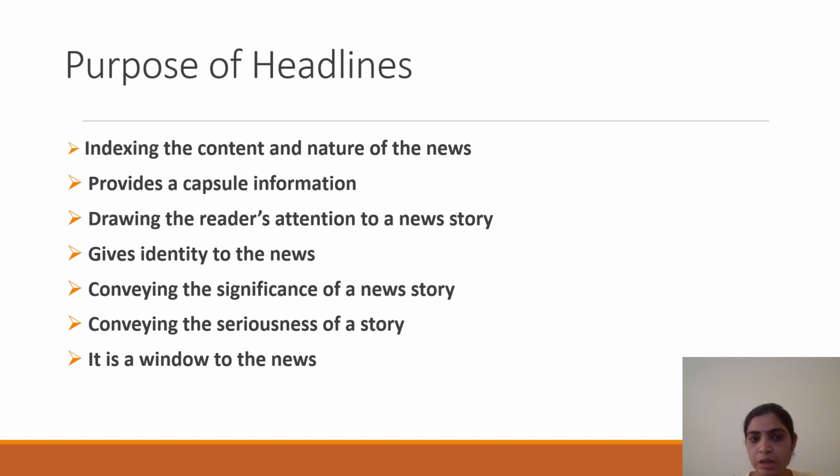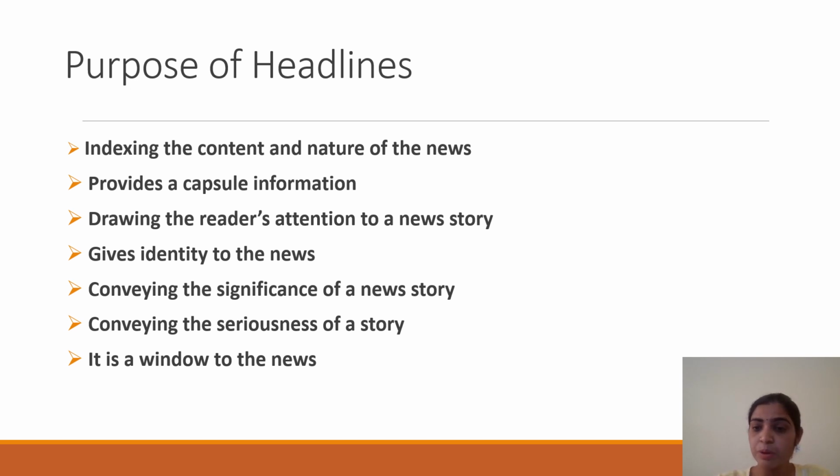Basically, it is used for the indexing of the content and the nature of the news, what kind of news it is, or what kind of content it has. Indexing is very important, listing the important areas of the news story. And then again it provides capsule information. Here the capsule information is the briefing of the story, the brief summary of the story. So you just give one capsule or very short information about the news story.